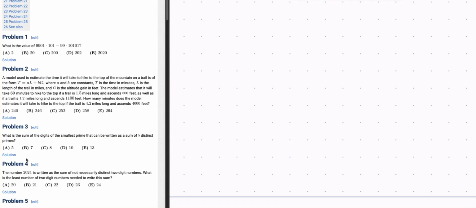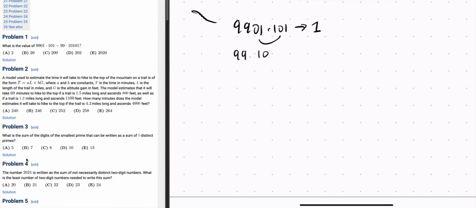So, let's first notice that in 9901 times 101, since both of these have a 1, the unit digit is going to be a 1. And in 99 times 10101, since 9 times 1 is 9, this is going to have a unit digit of 9. So the units digit of this subtract this will be equal to 2. That leaves us with the answer choices A or D.